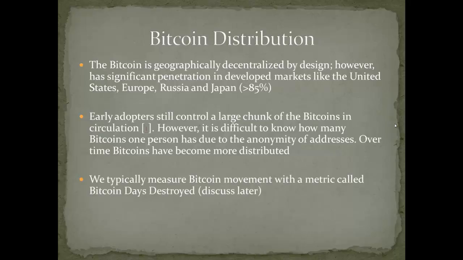We typically measure Bitcoin movement with a metric called Bitcoin days destroyed. I have a very good way of explaining this, and I'm going to reserve it for a little bit later in the lecture. And new Bitcoins are added to the Bitcoin economy by a process called Bitcoin mining. This is so incredibly important that I'm going to discuss Bitcoin mining in its own dedicated lecture, Lecture 4. So hold tight on that one.